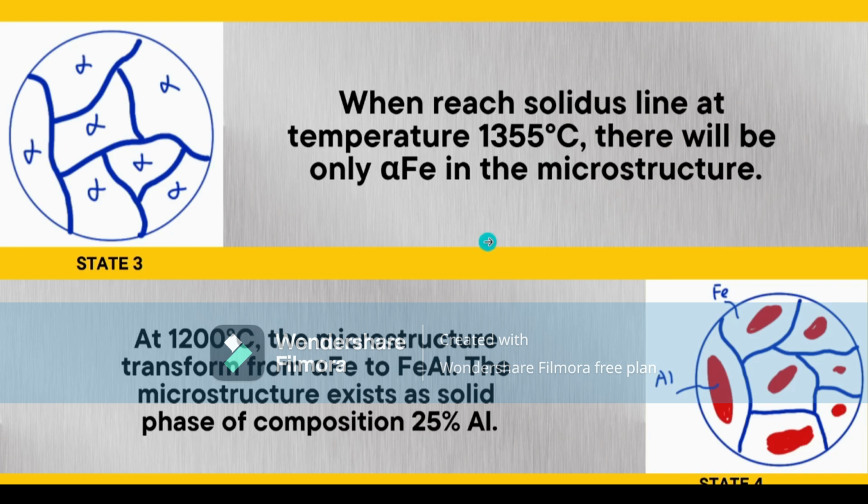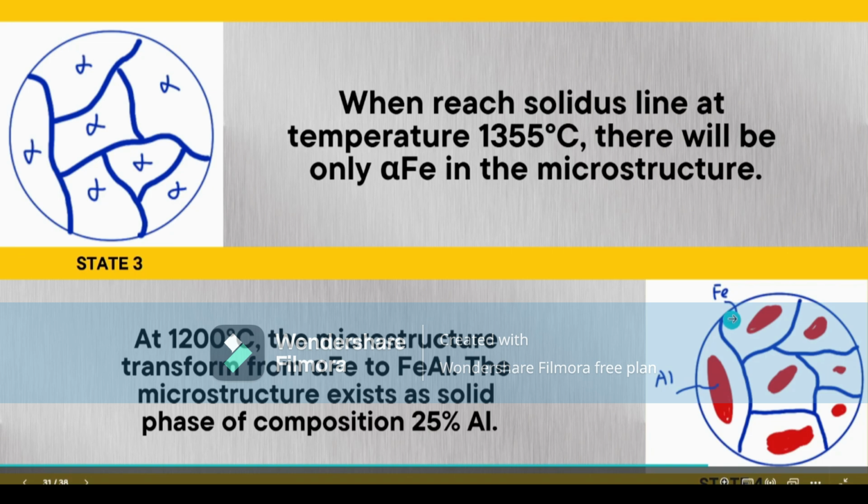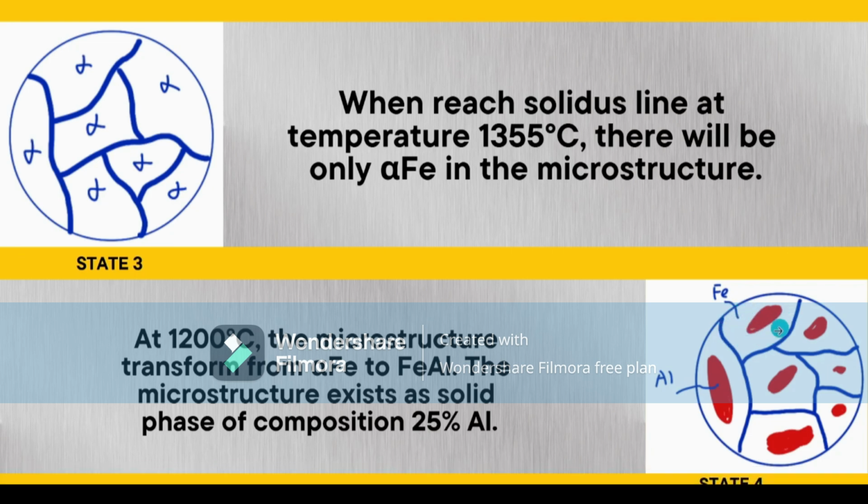Then when the temperature continues to decrease, it will come to stage 4, at 1200 degrees Celsius, where the microstructure transforms from alpha ferrite to FeAl. The microstructure exists as a solid phase of composition 25% aluminum. You can see that the aluminum is the red color and the iron is the white color area.